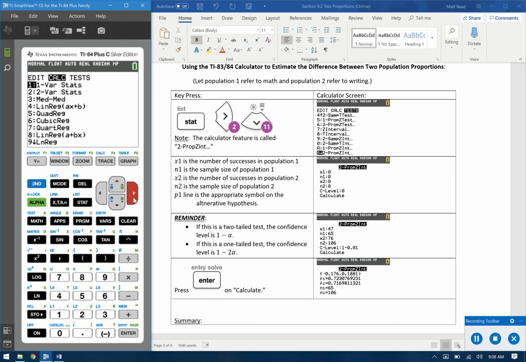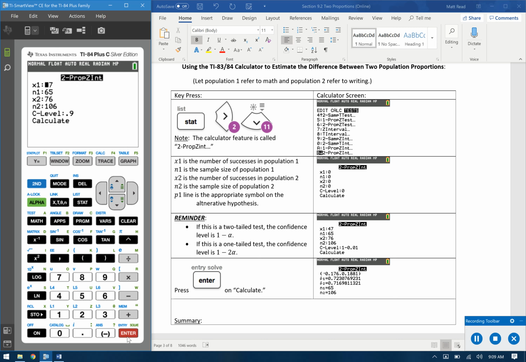We're going to go over to tests. Now we just did 2prop-z tests, so we're going to need to do 2prop-z int for a confidence interval. Let's hope my finger stays steady here as I scroll down, looking for 2prop-z int. Mine's option B. I'll go ahead and select it.